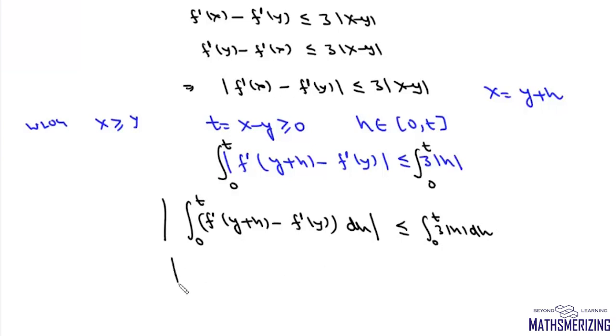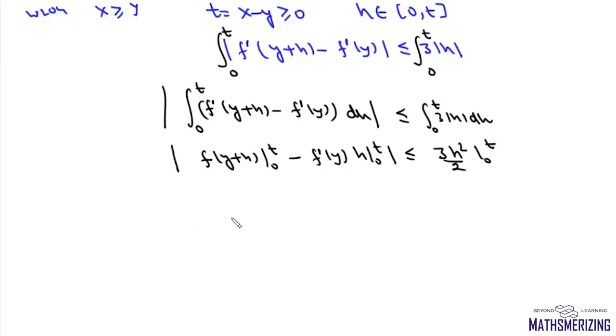Now, if we integrate this function, we'll get f(y + h) from 0 to t minus f'(y) into h from 0 to t, which is less than or equal to 3 times h squared by 2 from 0 to t. It will be mod of f(y + t) minus f(y) minus f'(y) into t, which is less than or equal to 1.5 t squared.